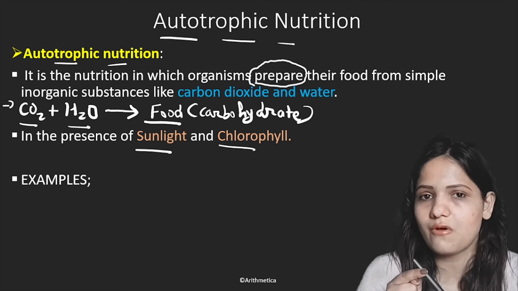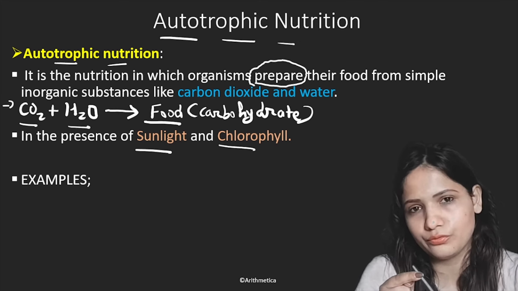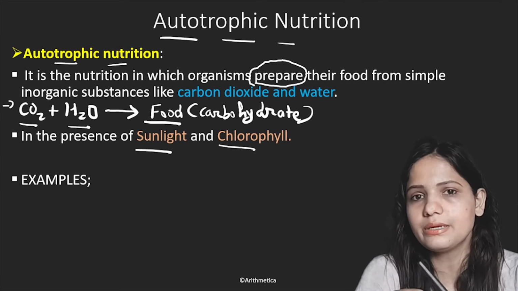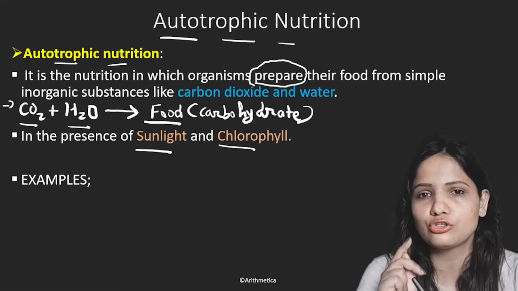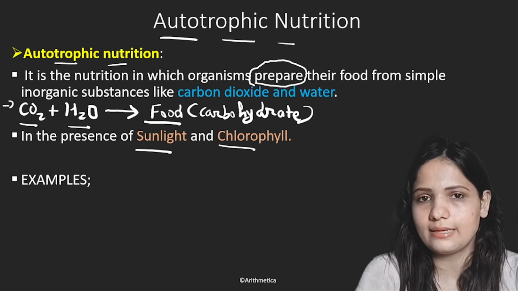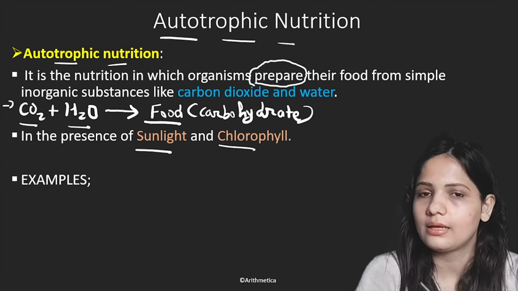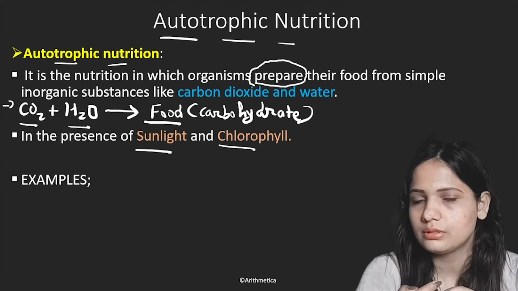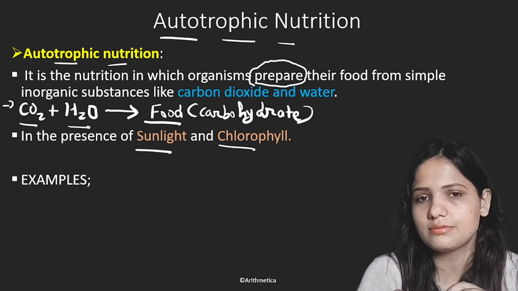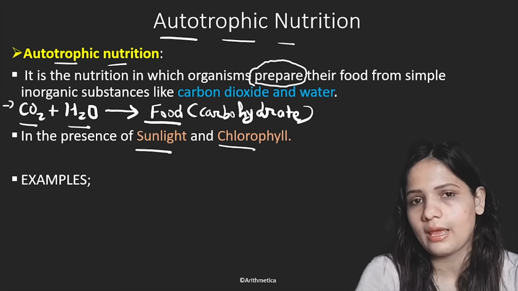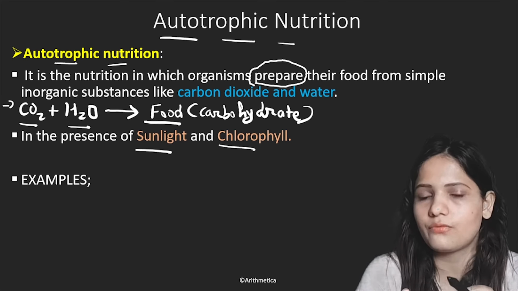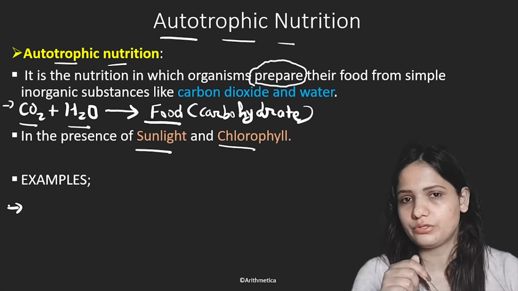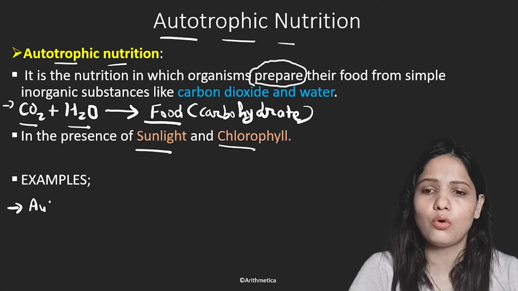And this process of synthesizing their own food in the presence of sunlight and chlorophyll using simple inorganic substances like CO2 and H2O is known as autotrophic nutrition. Now you should remember that they prepare their own food. Second, they prepare it from inorganic substances like CO2 and H2O. And they need sunlight and chlorophyll for this process to happen. The organisms which show this autotrophic nutrition are known as autotrophs.